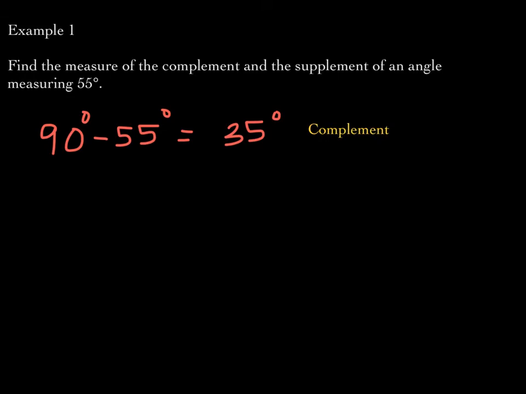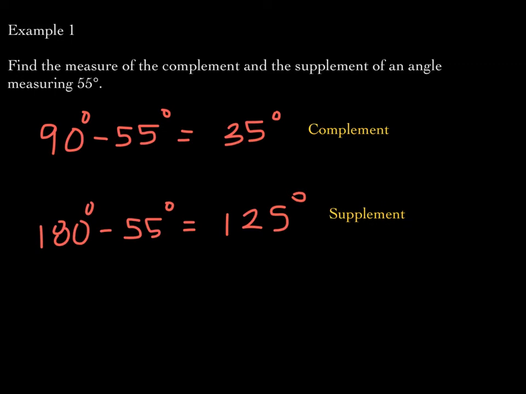I'll do something similar in order to find the supplement of 55 degrees. Now remember, supplementary angles add up to 180 degrees. So the supplement of 55 degrees will be the angle such that when I add it to 55 degrees, I get 180. That is to say, if I subtract 55 degrees from 180, I'll find the supplement, and that would be 125 degrees. All right, very good. Let's move on to the next example.